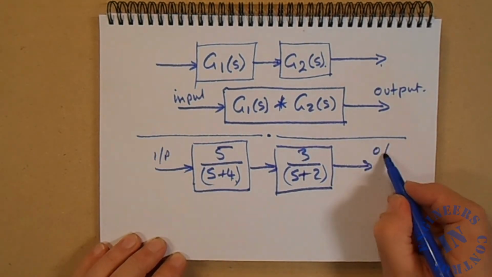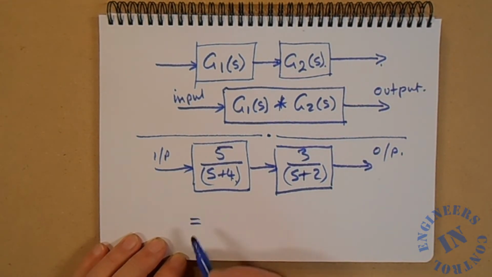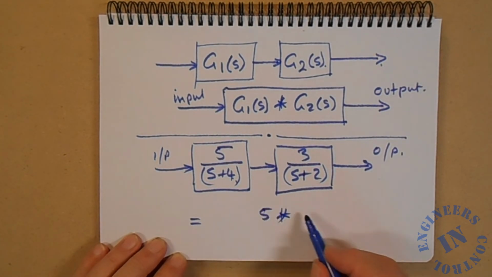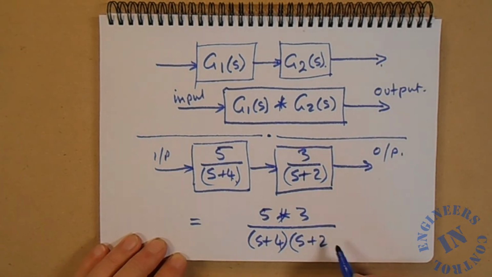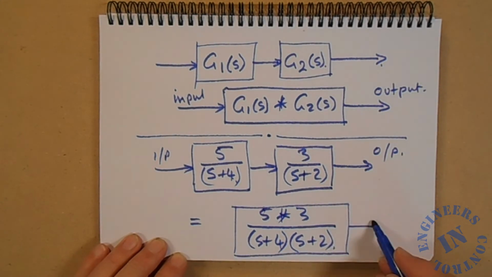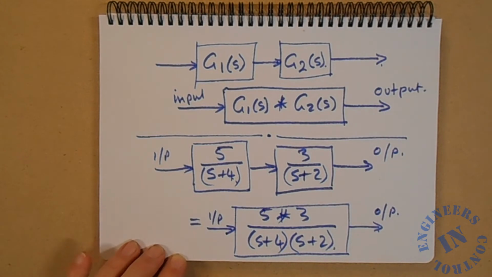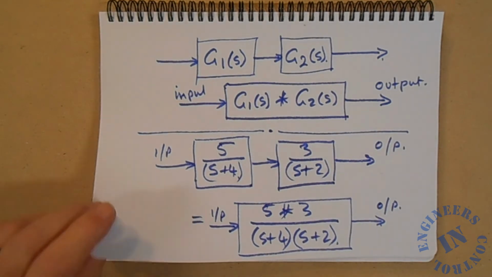Input, output. So we just multiply these together and multiply the top. So we get 5 multiplied by 3 over S plus 4 multiplied by S plus 2, and if we like we can put that inside a block like that. Input and output. So it's very simple. Now we need to resolve that into a simpler form.